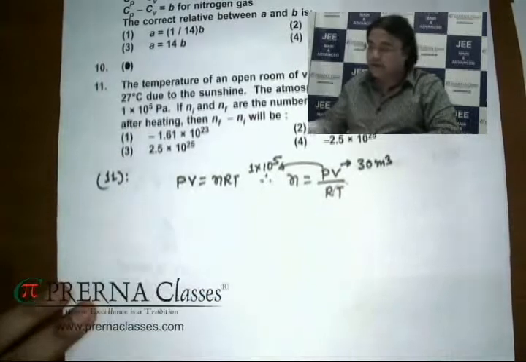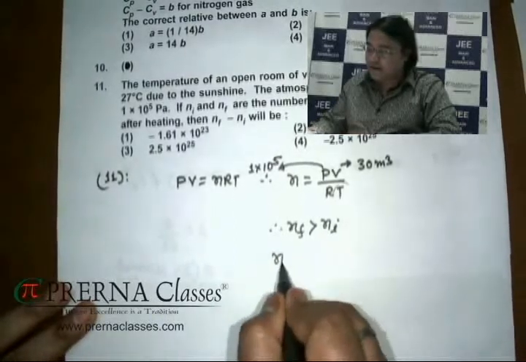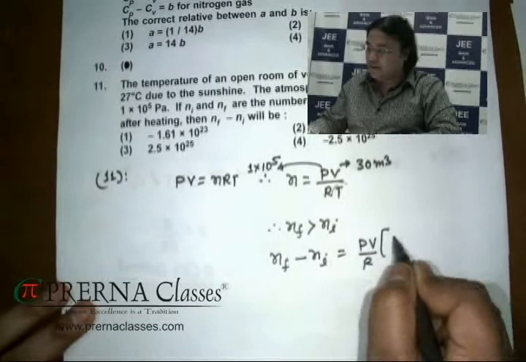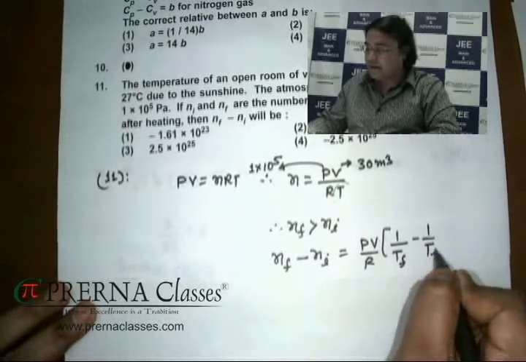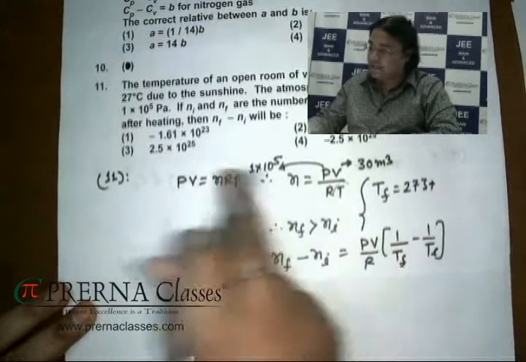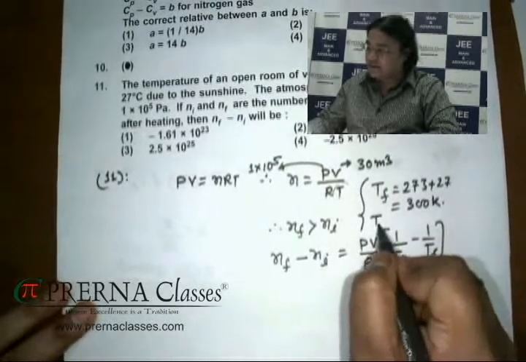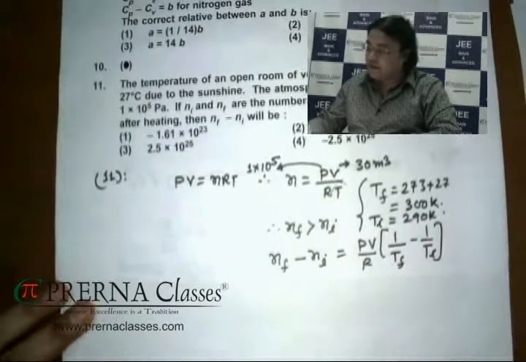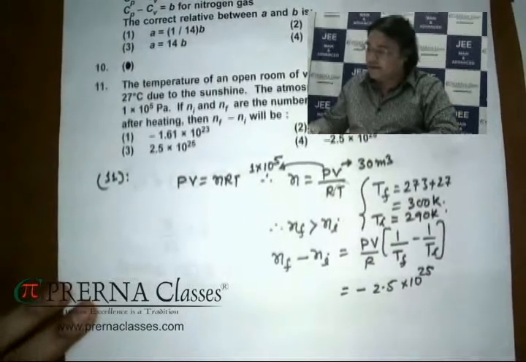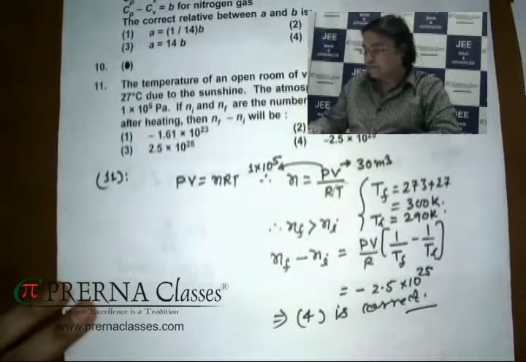Since temperature increases, the final number of moles will be less as compared to the initial, so NI will be greater than NF. The expression of NF minus NI will be, if we take PV by R common, 1 by TF minus 1 by TI. Here TF is 273 plus 27, so it comes to 300 Kelvin, and TI will be 290 Kelvin. On solving, it comes to minus 2.5 into 10 to the power 25. That implies option 4 is correct.